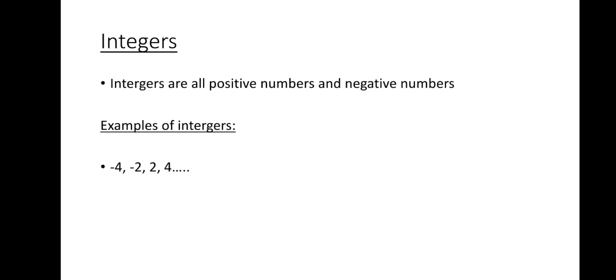We then move over to integers. What are integers? Integers are all positive numbers and negative numbers, of course 0 included. A few examples of integers are -4, -2, 2, and 4. Please note that integers begin from negative infinity to positive infinity, which means any number from negative infinity to positive infinity is an integer.